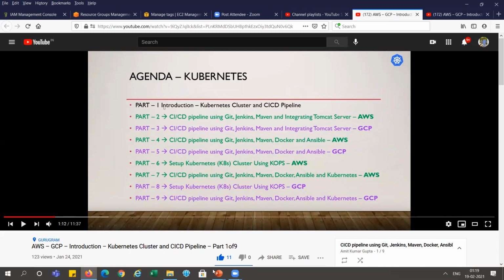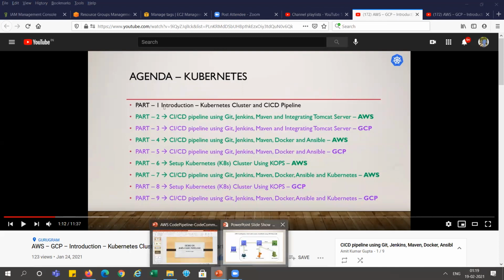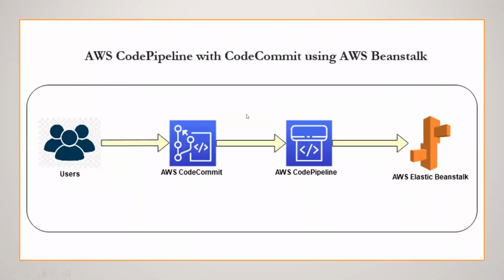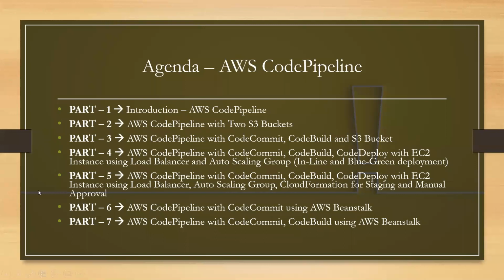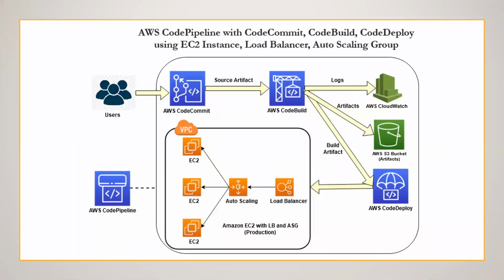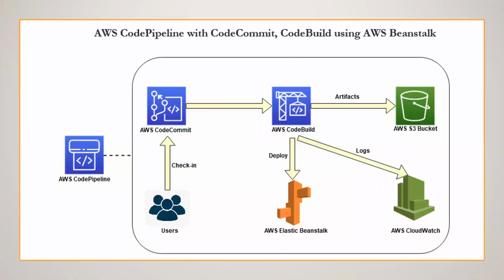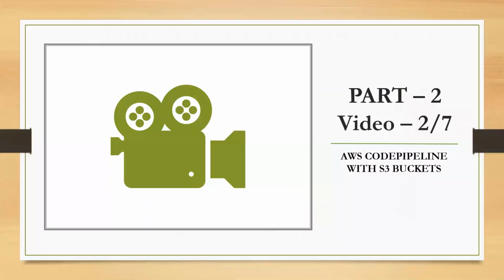And the current one is totally on AWS CodePipeline, and I've tried to cover each and every component in these POCs. So this is the introduction, and in part 2 we will discuss AWS CodePipeline with 2 S3 buckets, and we will do the live POC on all those things.